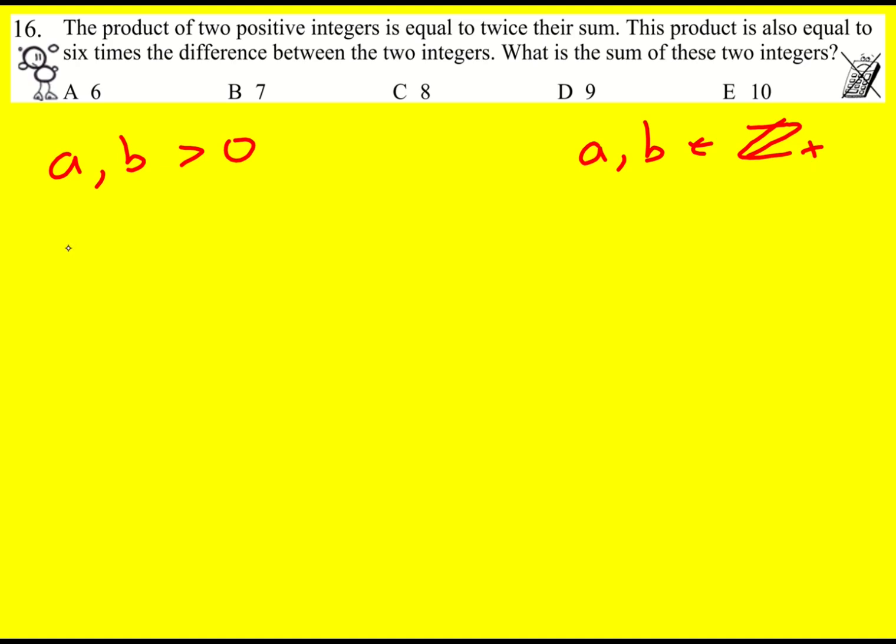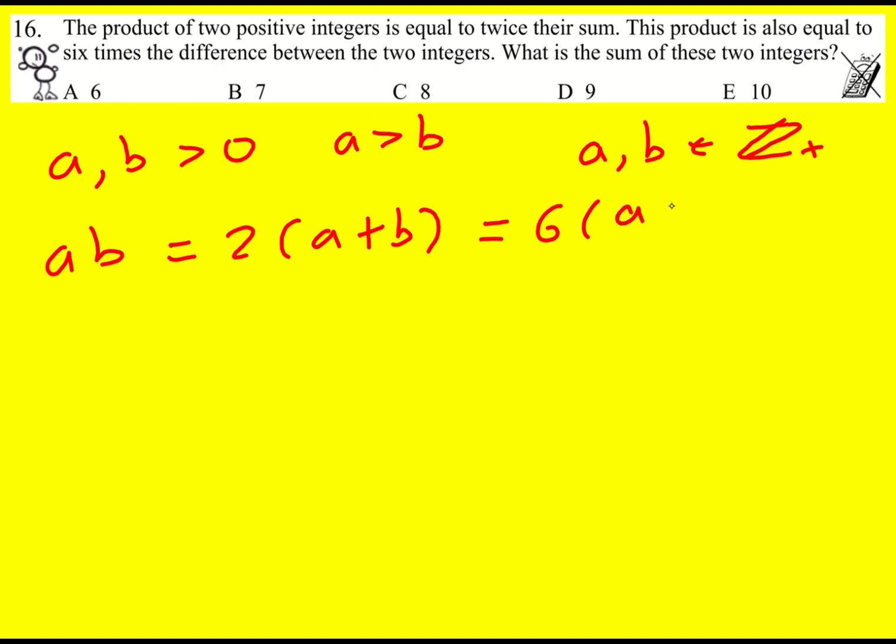We're told that the product, so that's when you times them, is equal to twice the sum, so 2 times (a plus b). And we're also told that this is equal to 6 times the difference between the two integers. So I'm going to assume that a is bigger than b, and it's going to be 6(a minus b). When we talk about the difference, we always say that it's going to be positive. Now, we've got these 3 bits of information, and we're asked to find the sum of the two integers.